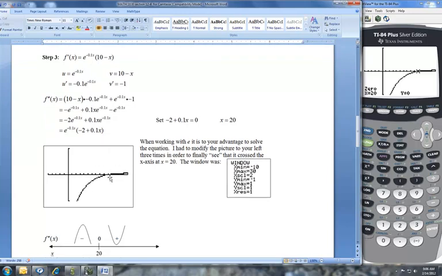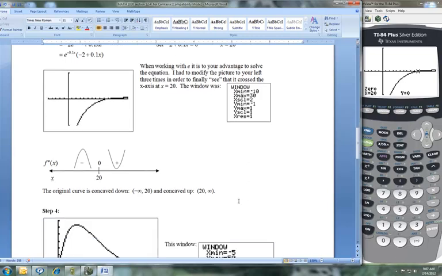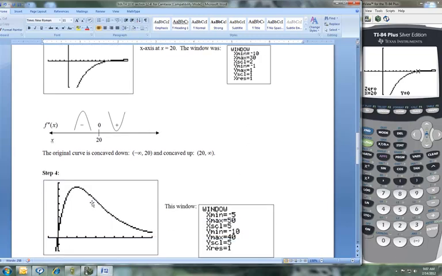Now, using this picture, here's 20. To the left of it, my second derivative is below, so it means it's concave down. To the right of it, it's above, so it's concave up. So my original curve is concave down from negative infinity to 20, concave up from 20 to infinity. So I know I have a max. So if I had to do this by hand, I'd make sure I'd be able to get that point there. I'd go find where my inflection point is.